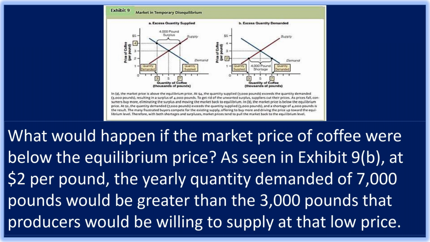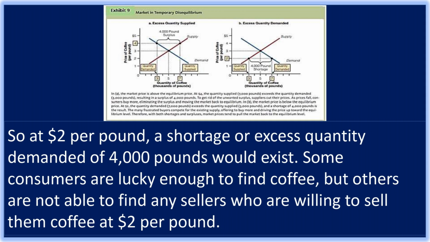As seen in Exhibit 9, at $2 per pound, the yearly quantity demanded of 7,000 pounds would be greater than the 3,000 pounds that producers would be willing to supply at the low price. So, at $2 per pound, a shortage, or excess quantity demanded, of 4,000 pounds would exist. Some consumers are lucky enough to find coffee, but others are not able to find any sellers who are willing to sell them coffee at $2 per pound.